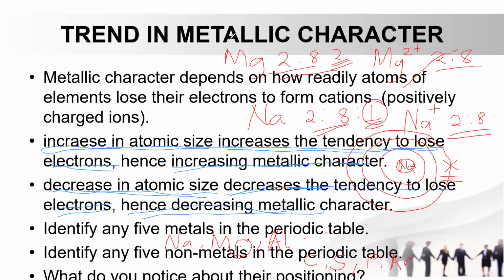Tendo's hand is up. The metals are positioned in the first three groups, and then the non-metals are from group 4 up to 7 or up to 8. That is it. Okay, thank you, Tendo. That is good.